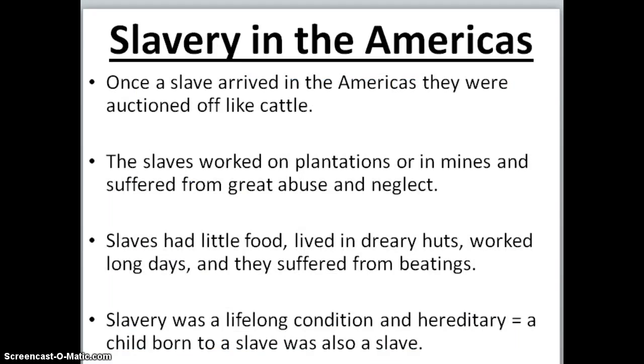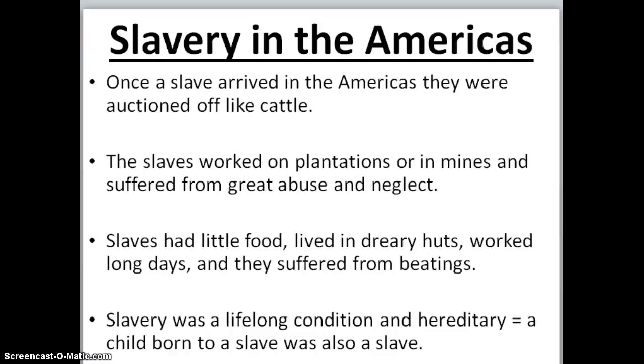So slavery in the Americas. Once a slave arrived in the Americas, they are auctioned off like cattle. They are not seen as human beings, unfortunately. They are seen as livestock. So they're going to be treated that way.